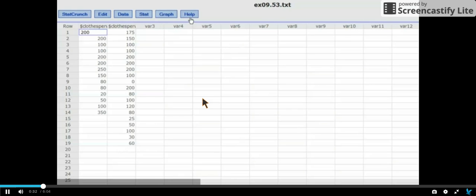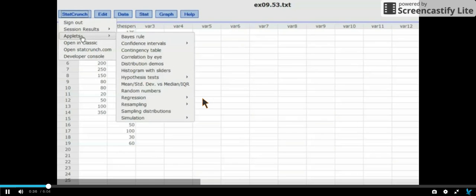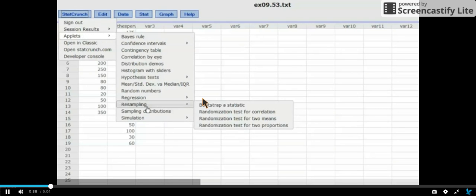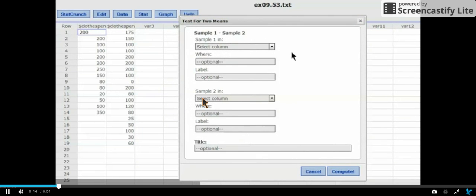To create the applet, we'll go to StatCrunch, Applets, Resampling, Randomization Test for two means. And this sets up the applet so we can do the input.